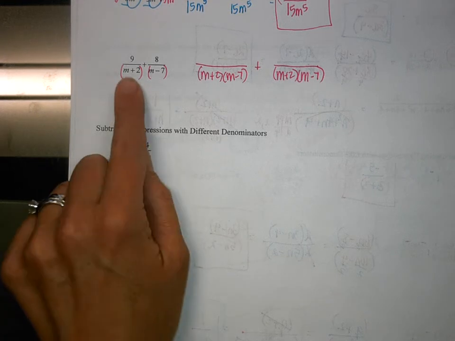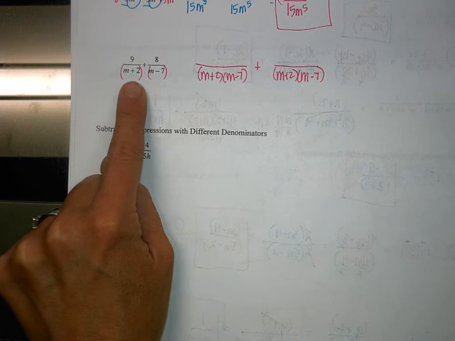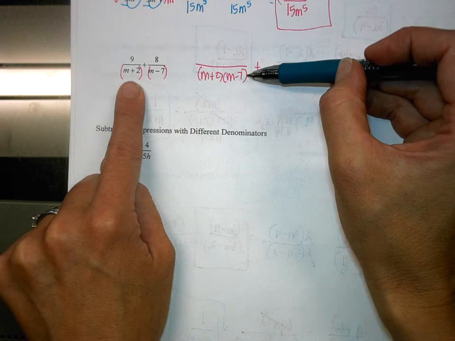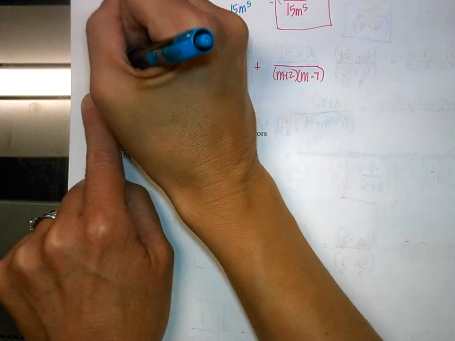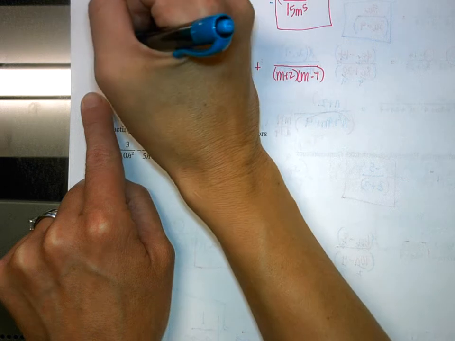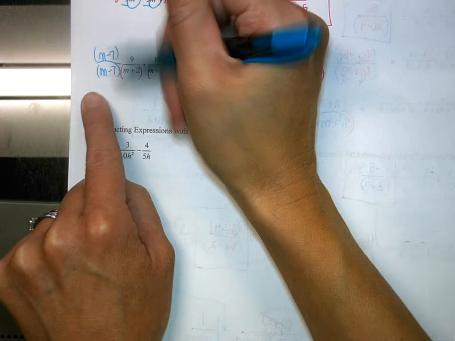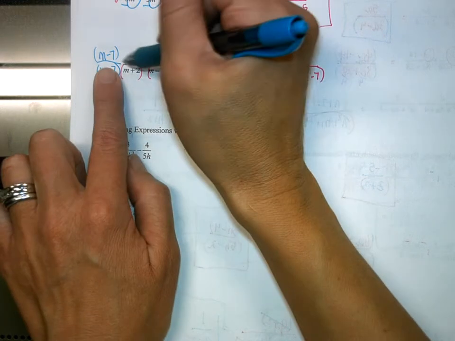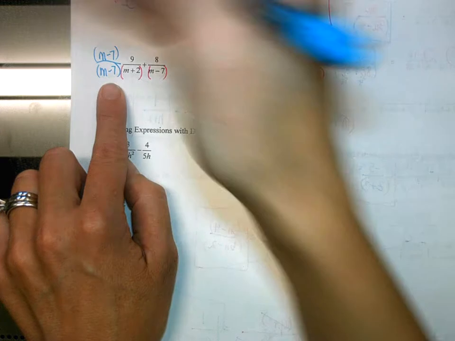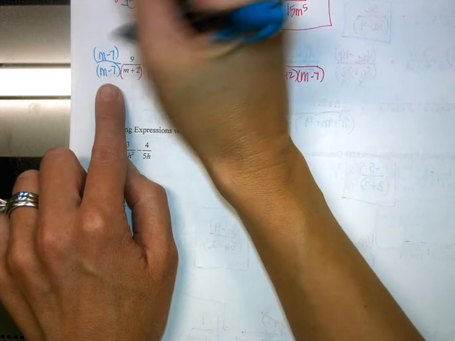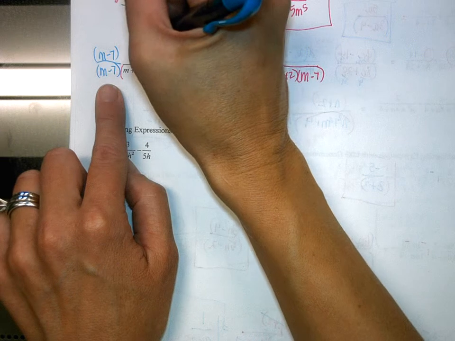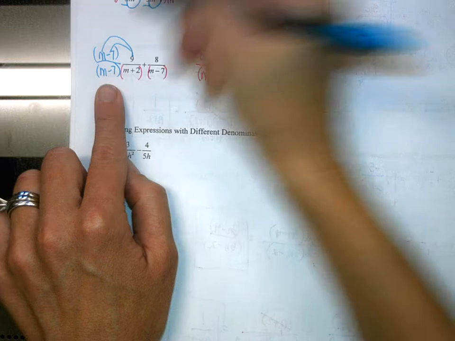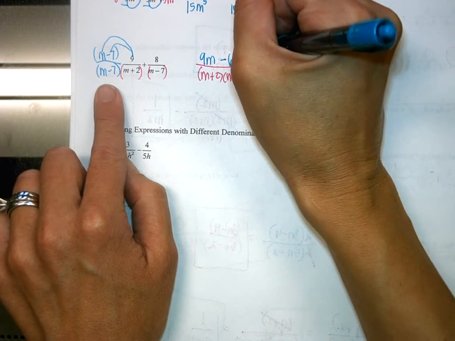So if you look at this first fraction right here, what is it missing? What do we need to multiply in order to make it the m plus 2 and the m minus 7? We need an m minus 7. And whatever I do to the bottom, I also have to do to the top, because this really means I'm just multiplying by 1. Now this is m minus 7 times 9. So to make your life easier, you're going to go ahead and distribute the 9 through to both of those terms. So we go 9 times m, and then 9 times negative 7 makes negative 63.